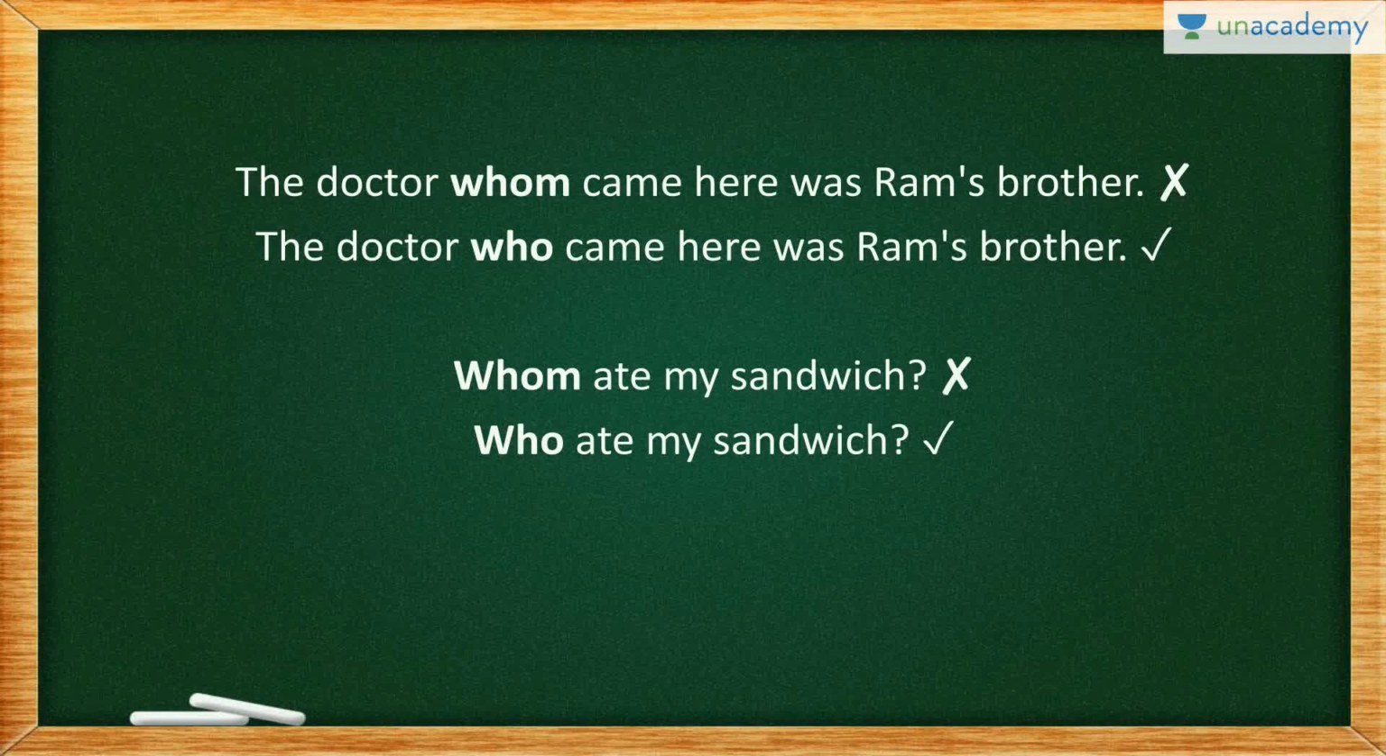Now look at these sentences. Try to ask a question. Which doctor came here? He was Ram's brother. He is in subjective case. Therefore, we use who. Now, once again, which person ate my sandwich? He did, or she did, or I did. The answer is subjective. Therefore, we don't use whom, we use who. Just ask a question and you'll get the answer whether to use whom or who.